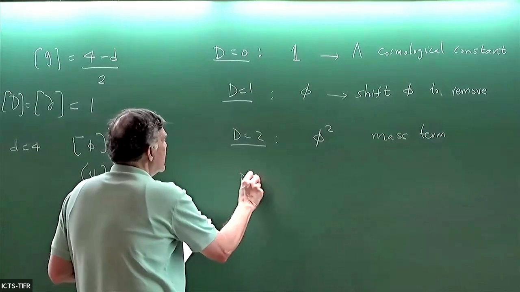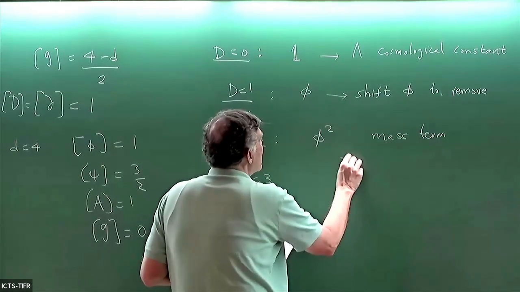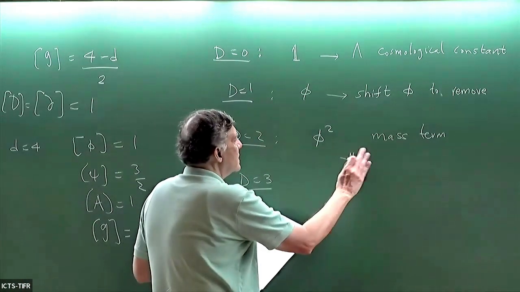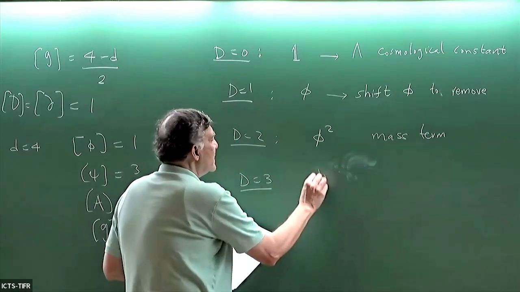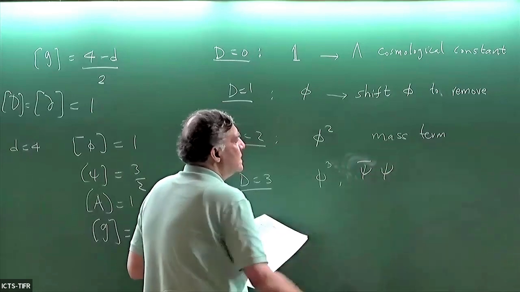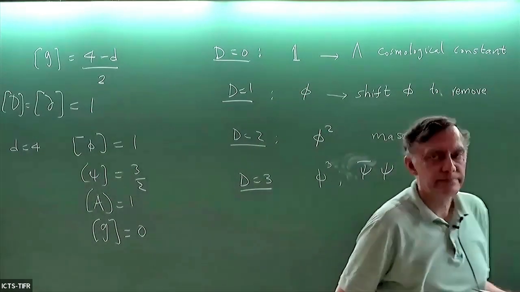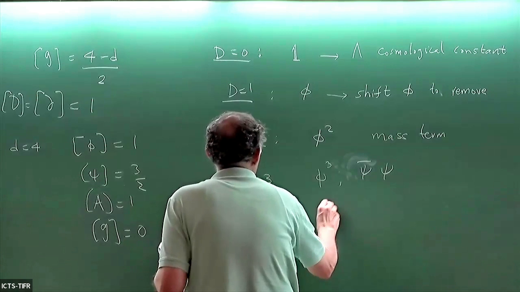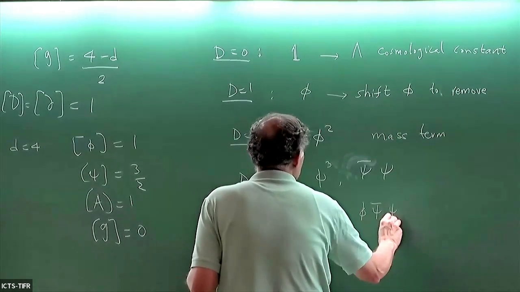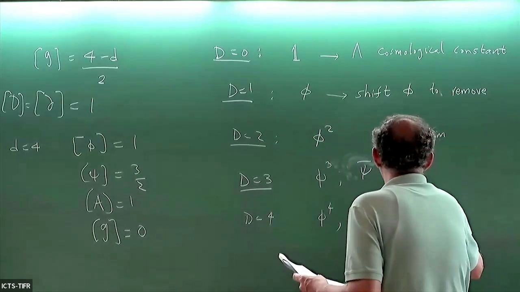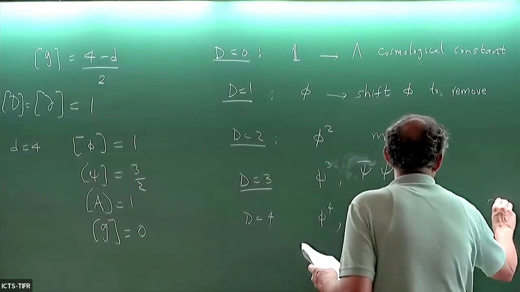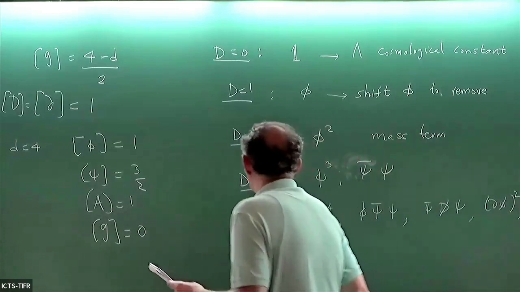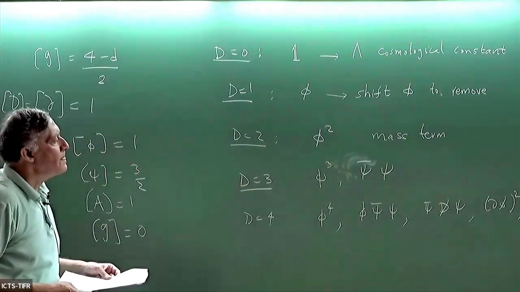Then at d equals 3, you could try writing something like d mu phi, for example, but that's not Lorentz invariant, so you can't do that. Then at d equals 3, you can have phi cubed. You can have a fermion mass term. At d equals 4, there's phi fourth. There's a Yukawa coupling. There are the kinetic terms, fermion, scalar, and gauge field.